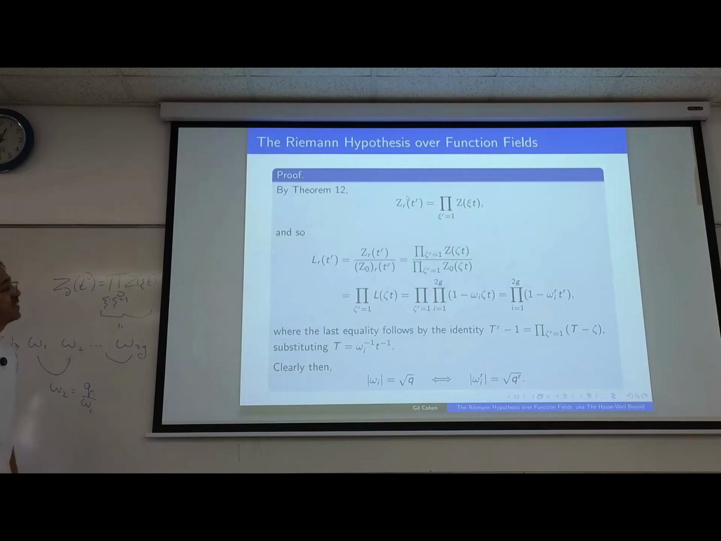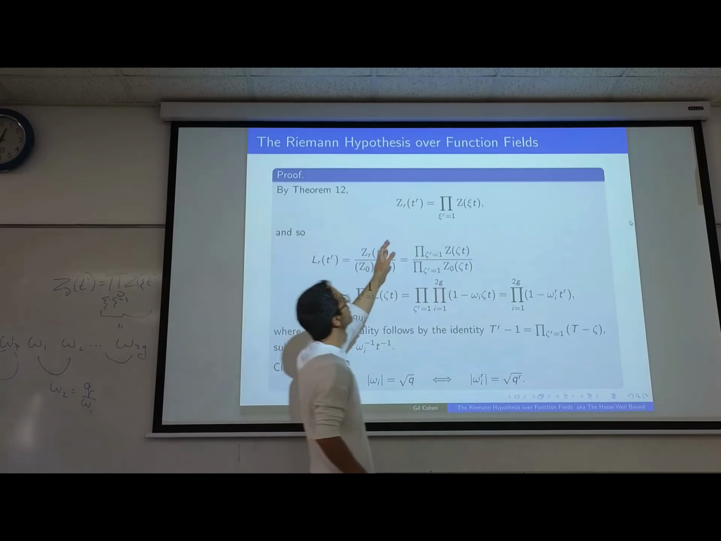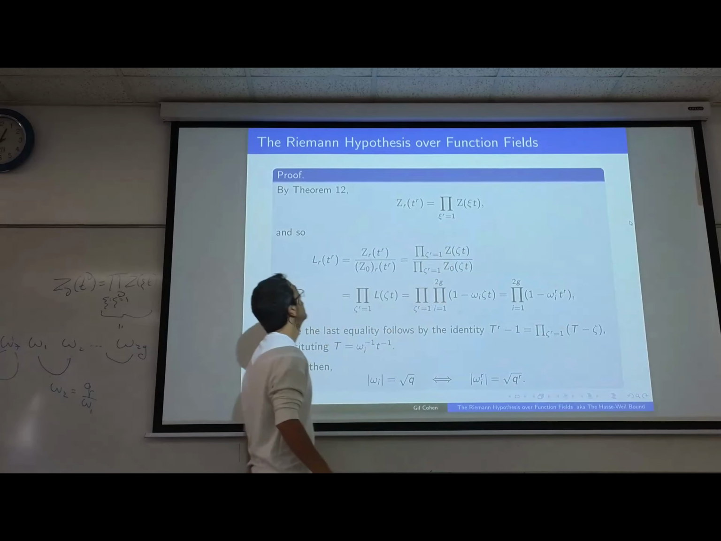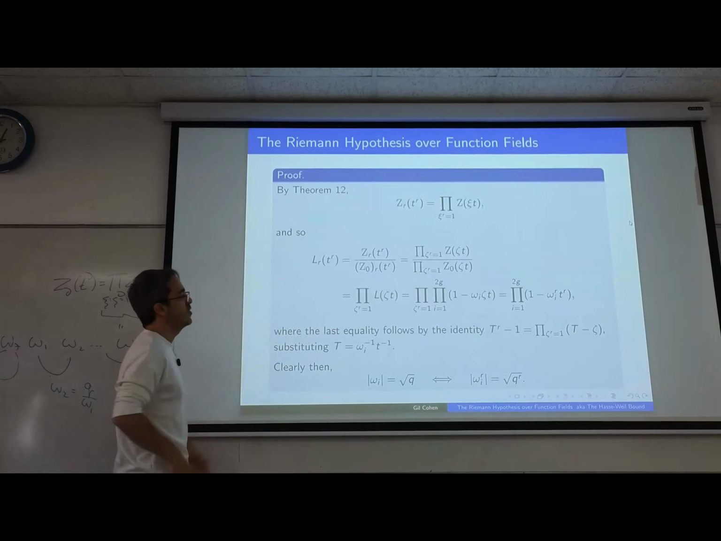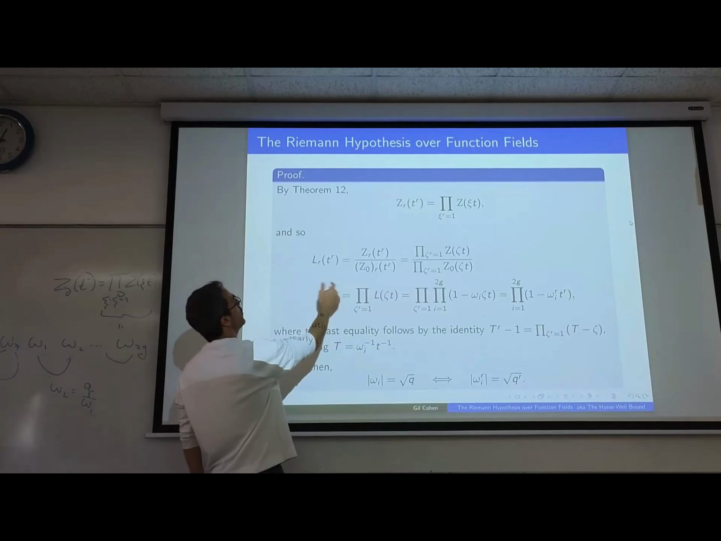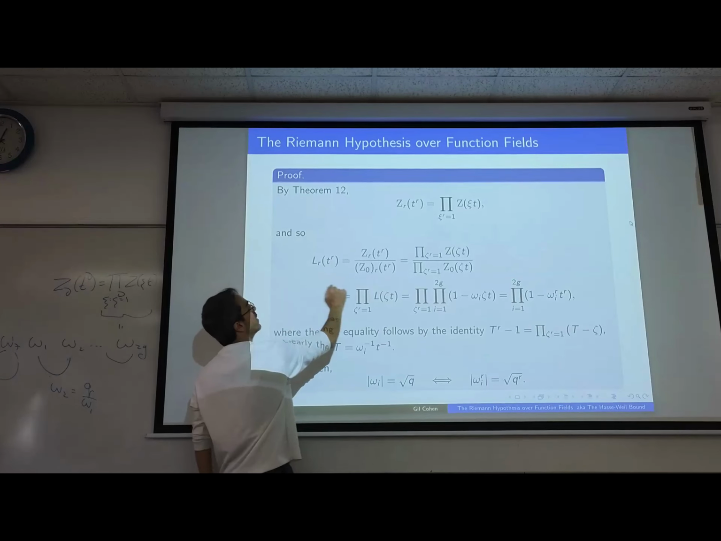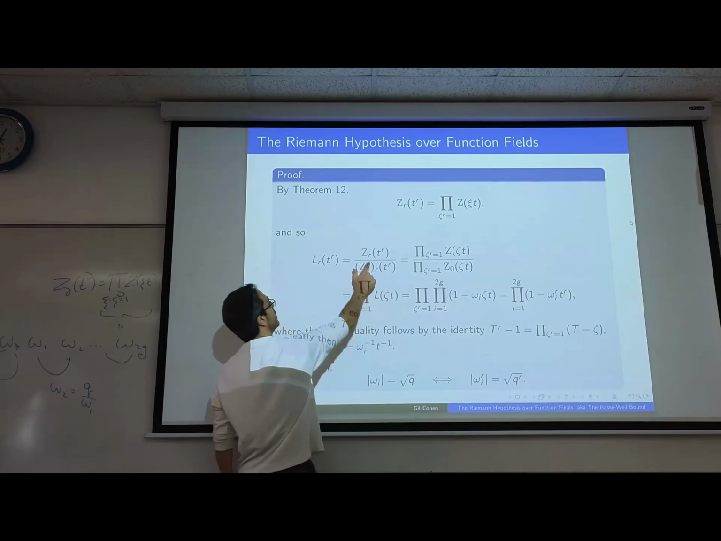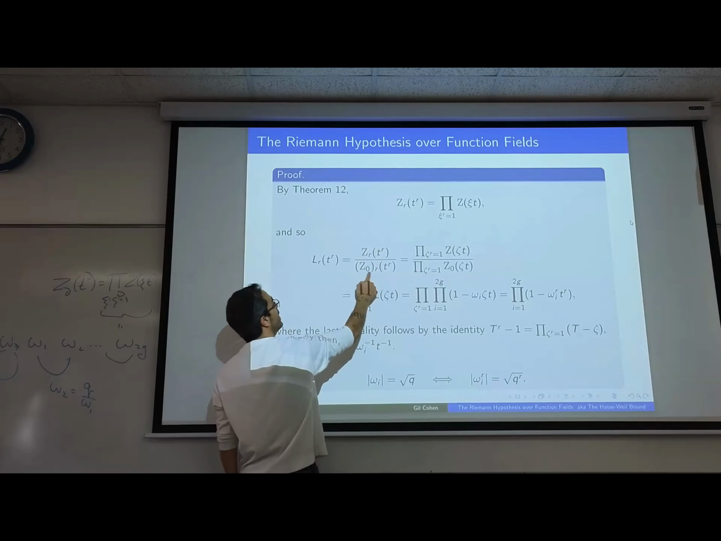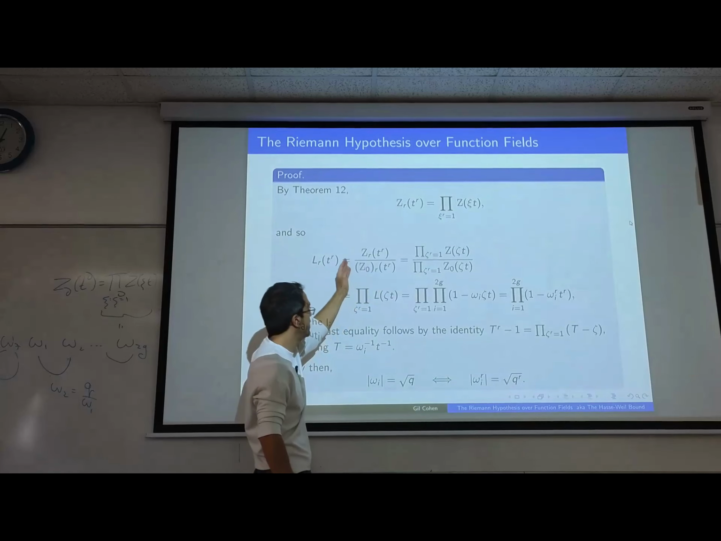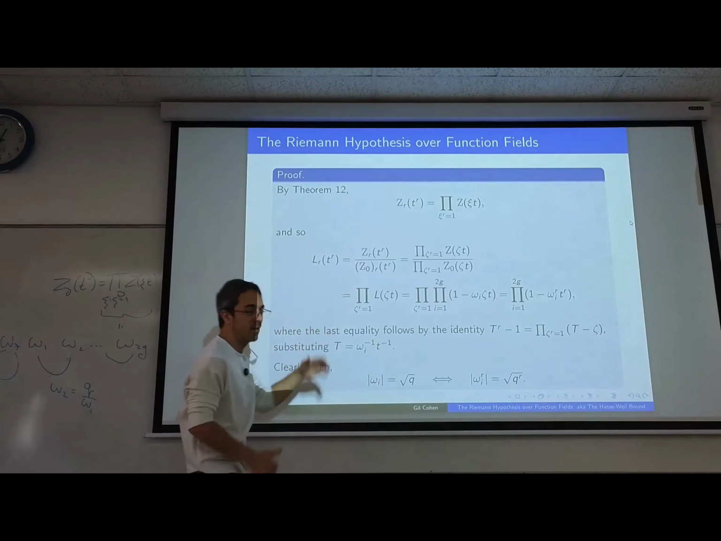Let's see the proof because it's easy. In the proof, you start from what I said before, the relation of the Z function of the r extension and the Z function of your original function field. And then you just massage it a little bit. So maybe let's do it. The L function applied to t to the r is the Z function of the r extension at t to the r, divided by the Z0 function of the rational function field, because L is Z over Z0, also with r's.